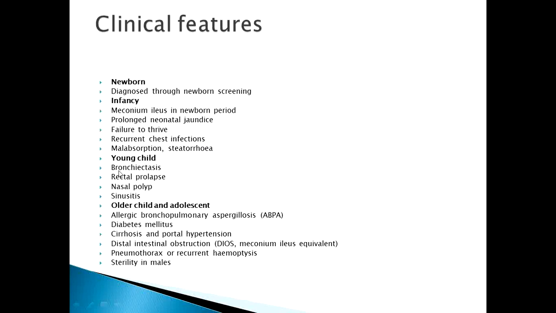A young child presents with bronchiectasis, rectal prolapse, nasal polyp, or sinusitis. Older children and adolescents present with allergic bronchopulmonary aspergillosis (ABPA). Diabetes mellitus is one of the presentations. Cirrhosis and portal hypertension. Complication: distal intestinal obstruction, which is the meconium ileus equivalent in adolescents. Pneumothorax or recurrent hemoptysis, and sterility in males. These are the complications in adolescents.